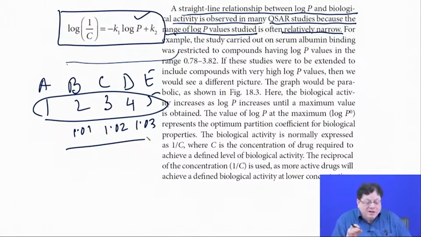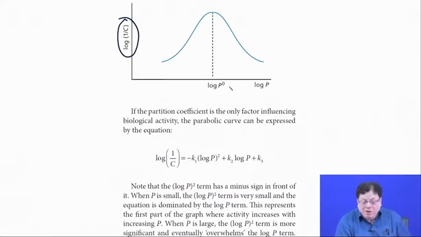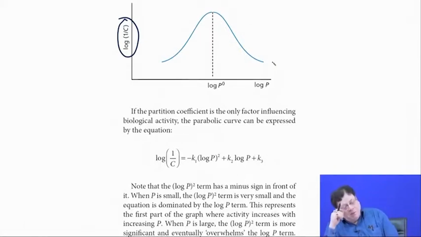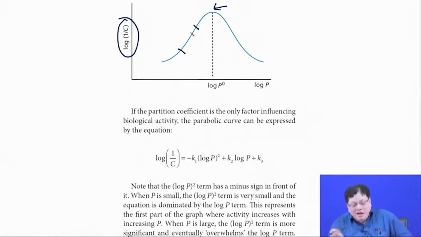I will show you what is the nature of the curve if you start plotting log 1 by C with log p over a very wide spectrum. The curve goes like this: it reaches a maximum, so it is a parabolic curve. This is what is called the optimum log p value. Now, if you take a very narrow range, suppose up to this point, it is almost linear. In that case that formula will hold good, but actually the formula should have a square term.